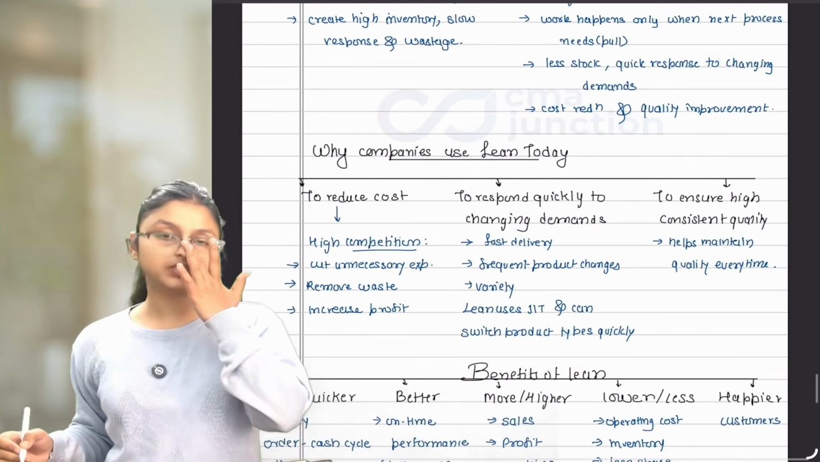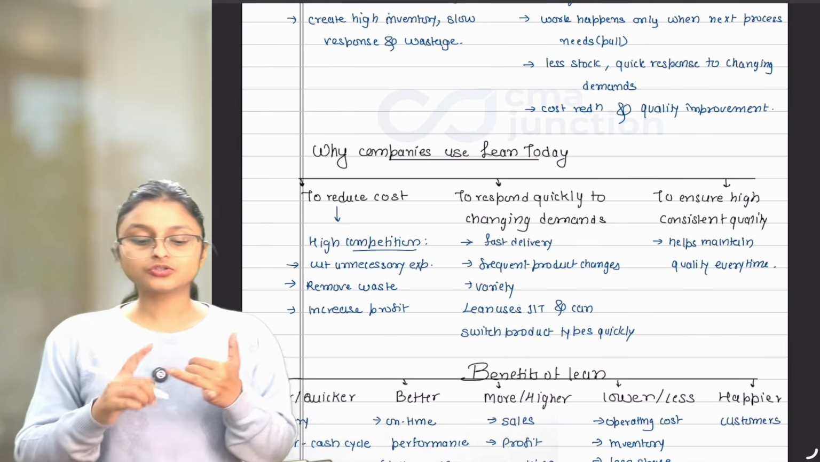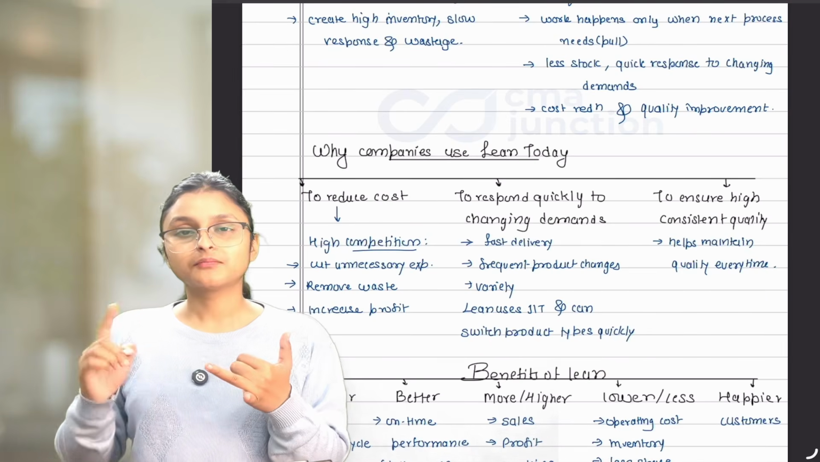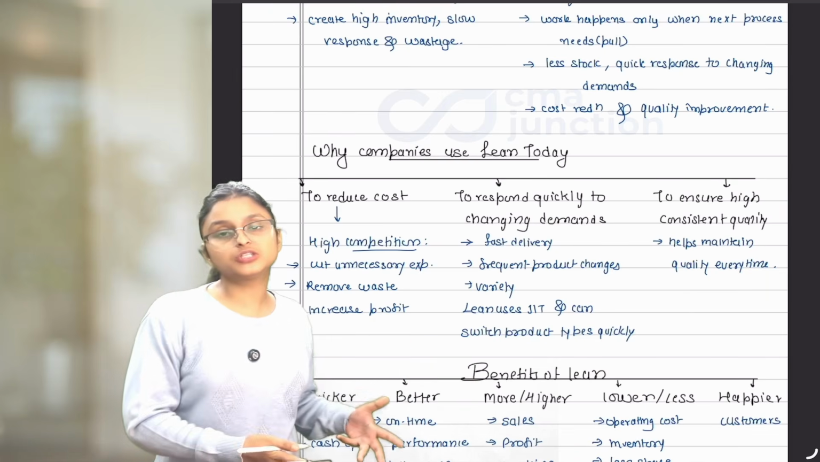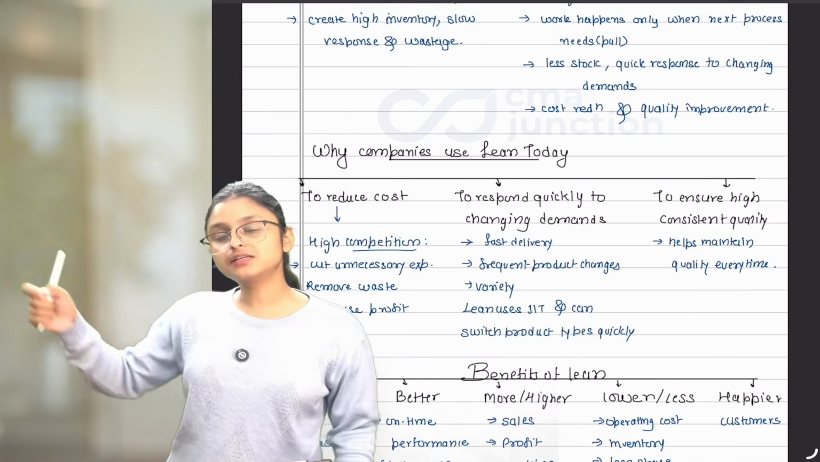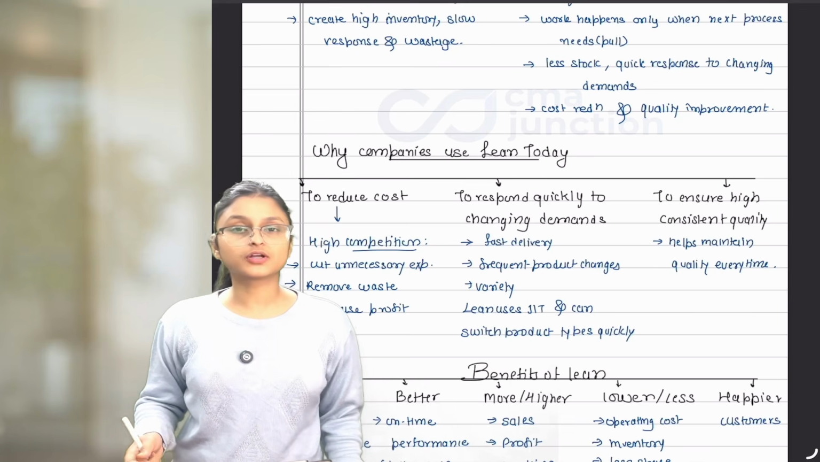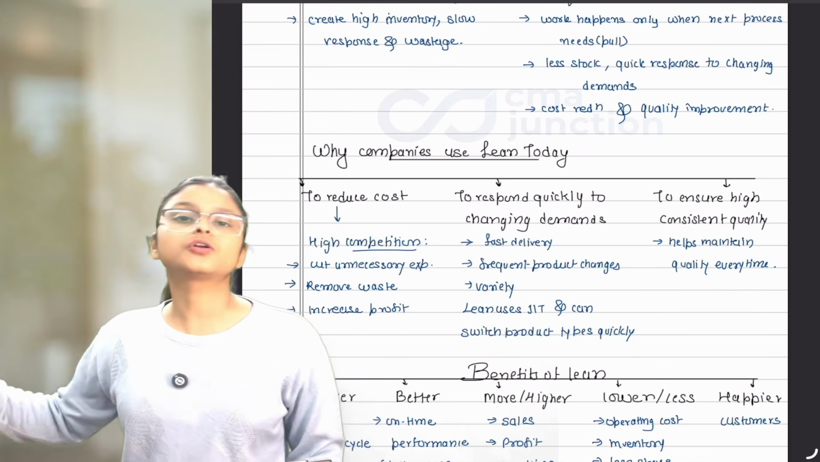Now, why do companies use lean today? To reduce cost and to respond quickly to changing demands, because the earlier method was making a lot of inventory which might become obsolete with time. But as the demand is changing, lean is very helpful for the organization because it allows us to change according to demands.